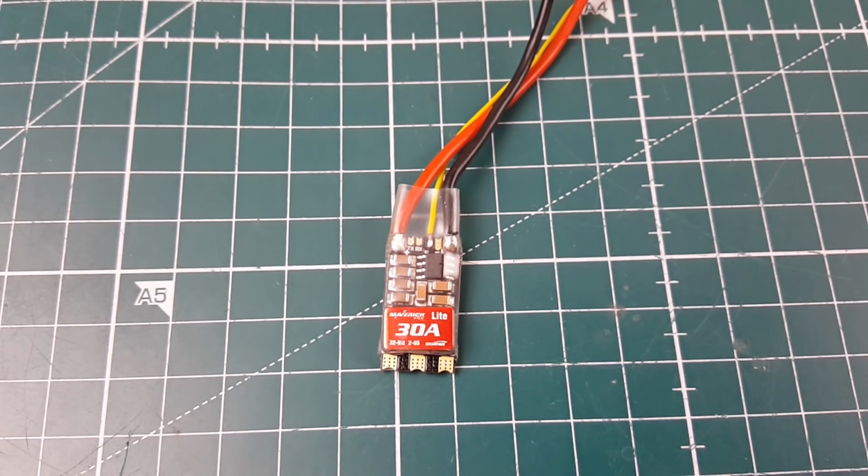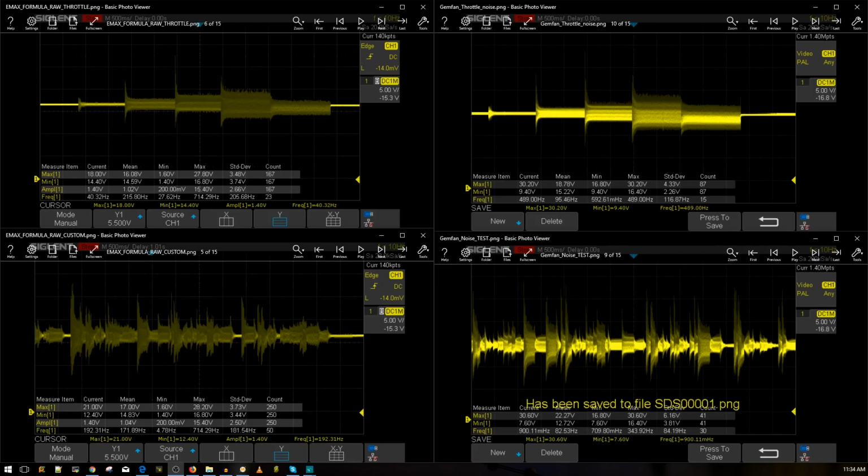Let's get started. Alright guys, so the results are in here, and I'm going to go ahead and compare it to the Emax Formula ESC. It's a 32-bit ESC. It's a little bit more expensive, and just to give us an idea of what's really going on here. On the left side, we have the Emax Formula, and on the right side, we have that new Gemfan Maverick ESC, which we're reviewing currently. So let's take a look at this here.